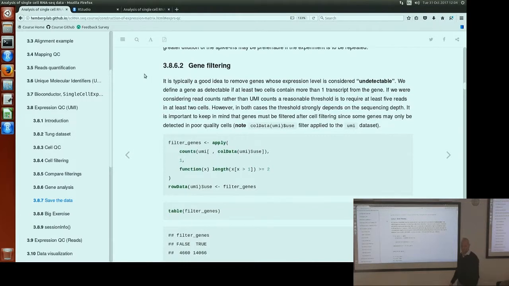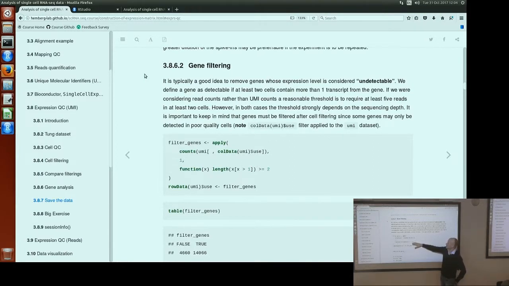So now we would like to remove genes whose expression is considered undetectable. Before that, I was talking about a 0 threshold on molecule counts. If you think that your threshold should be a bit higher, you can define it yourself.